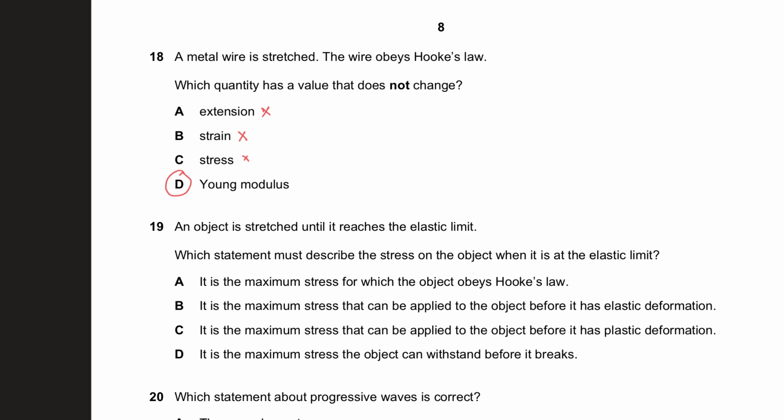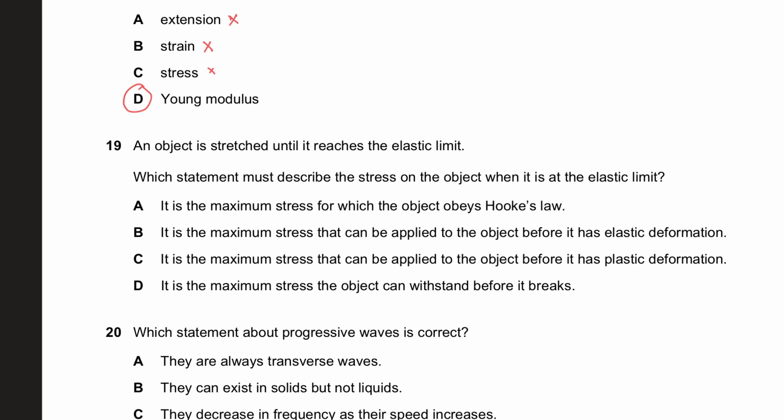Question 19 says, an object is stretched until it reaches the elastic limit. Which statement must describe the stress on the object when it is at the elastic limit? So elastic limit is the point. It's the maximum value of force beyond which the object experiences plastic deformation, or it deforms permanently even when the force is removed. So option A says it is the maximum stress for which the object obeys Hooke's law. No, that is not the case. That point is known as the limit of proportionality and not the elastic limit.